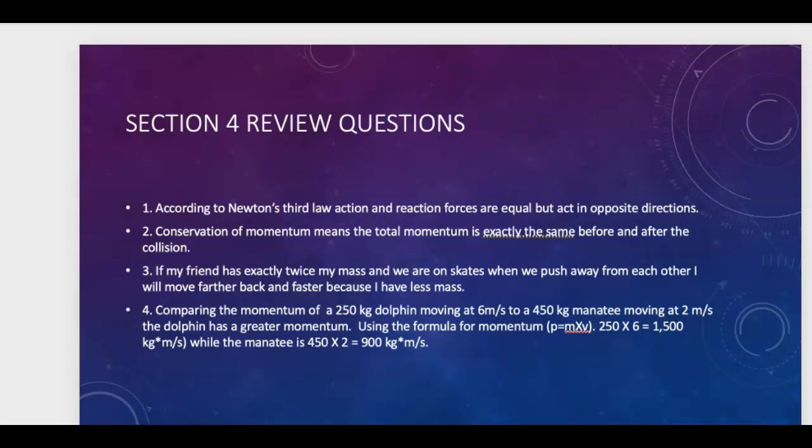Question 4 is comparing the momentum of two animals in the ocean. The dolphin is 250 kilograms of mass moving at 6 meters per second. The manatee is 450 kilograms, but moving at 2 meters per second. The dolphin has a greater momentum. 250 times 6 is 1,500, while the manatee is 450 times 2, or 900 kilograms times meters per second for its momentum.